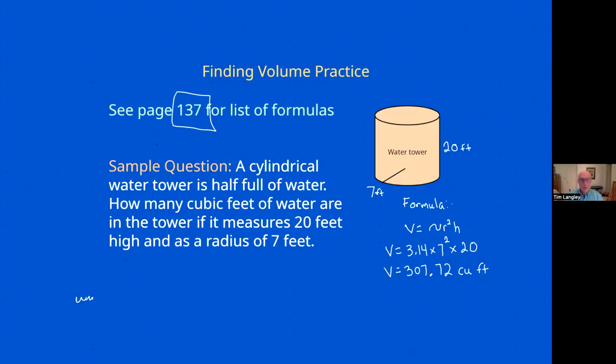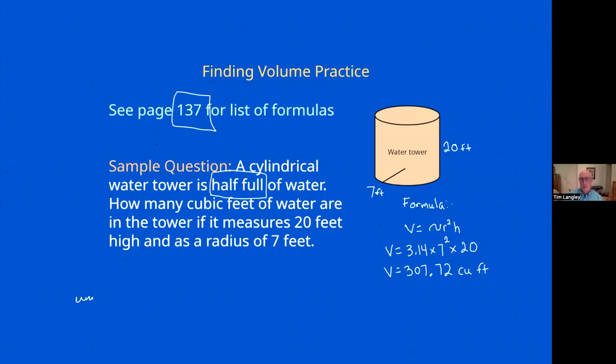Okay, so we've got a sample question here. A cylindrical water tower is half full of water. Now I want to illustrate something. It says it's half full of water. So I'm going to draw a box around this because that's going to become important in our calculation. How many cubic feet of water are in the tower if it measures 20 feet high and has a radius of 7 feet? Okay, so that's our question that we're answering here.